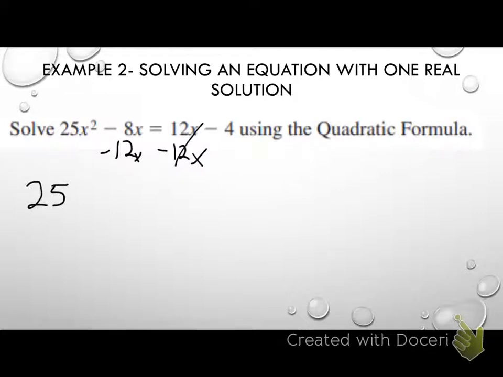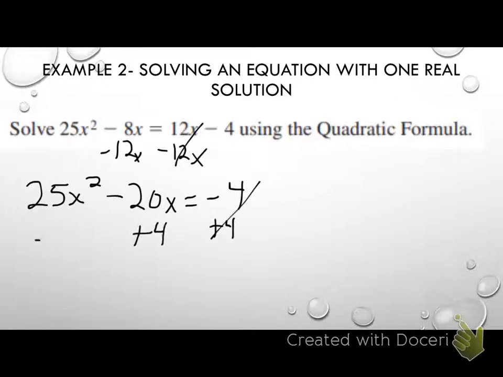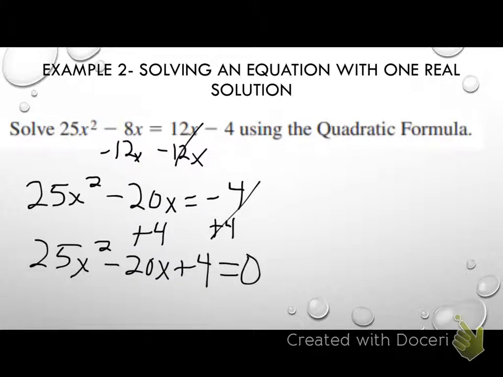Will negative 12x combine with anything? Yeah. What's negative 8x minus 12x? Negative 20x equals negative 4. Is that in that form yet? No, I need to get everything over there, so what do I need to do? Add 4 to both sides. Will my 4 combine with anything? No. We okay with that? Not too bad?